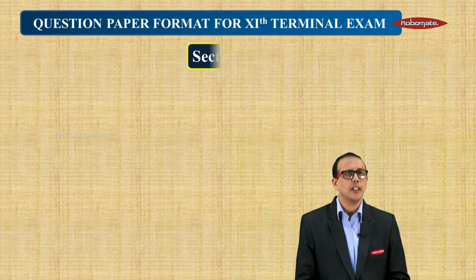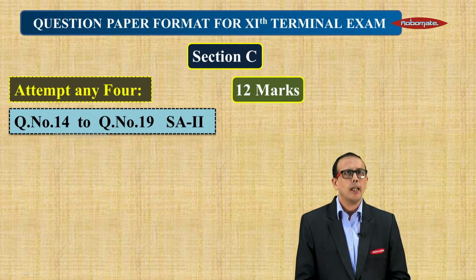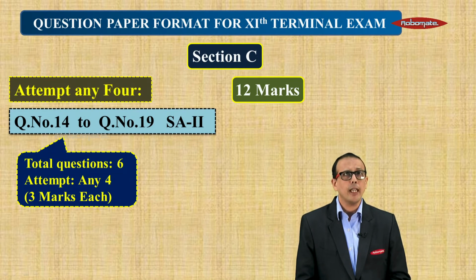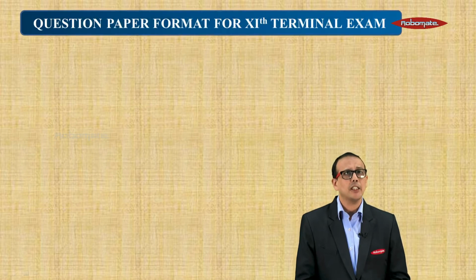The next section is section C. Here you have to attempt any 4 questions, 12 marks. As you can see, question number 14 to question number 19 come in section C. So in all there are 6 questions here, out of which you have to attempt any 4, and 3 marks for each. So you have to attempt 4 questions out of 6, 3 marks for each and in all 12 marks. So you have internal choice here also in section C. Here once again you will get short answer type questions.